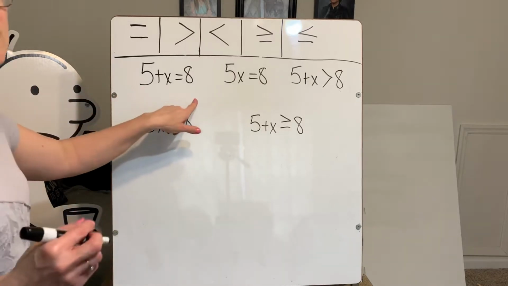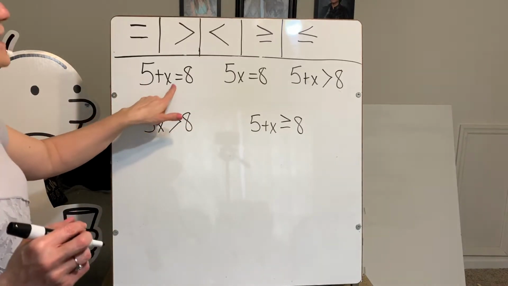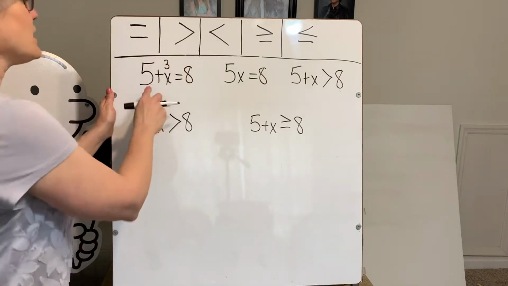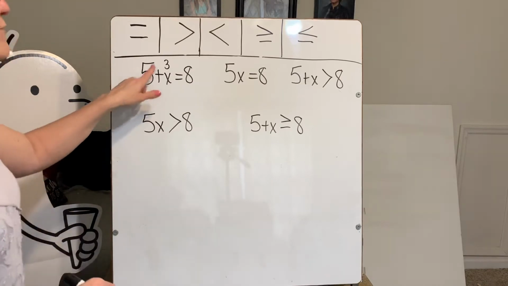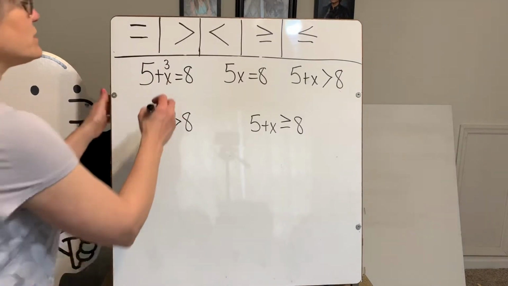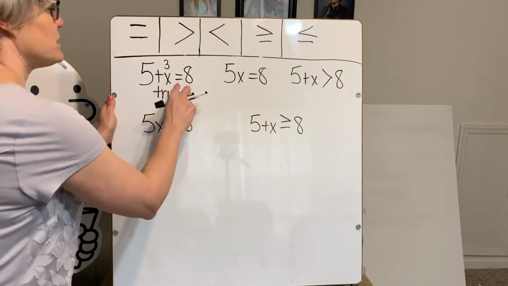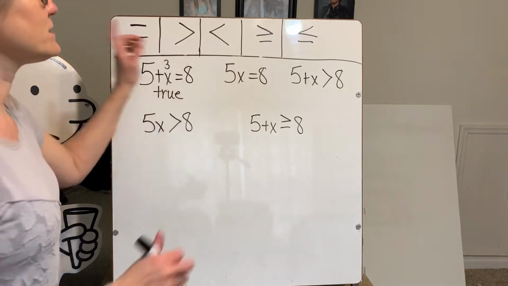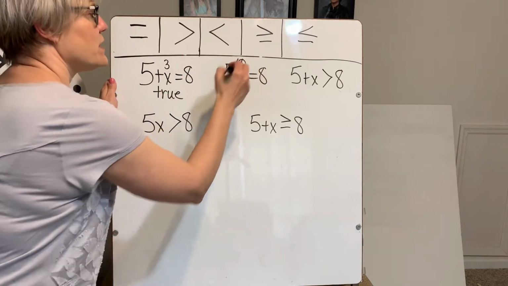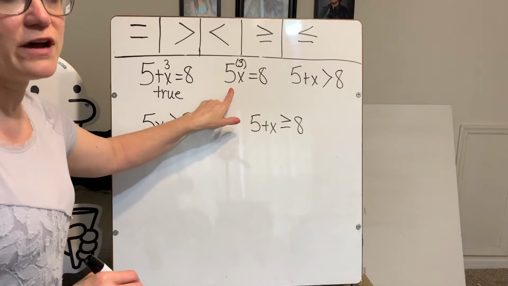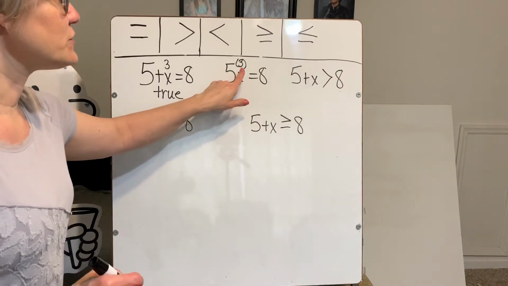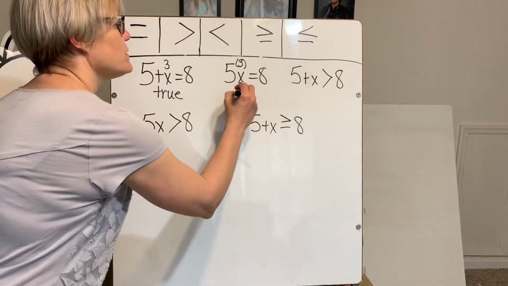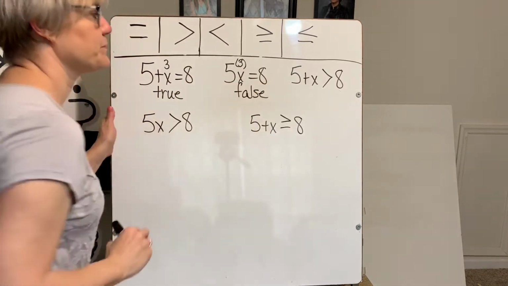All right, so let's take a look at the first one. So 5 plus x equals 8. So if I replace the x with 3, 5 plus 3 equals 8. Well, 5 plus 3 is 8, so 8 equals 8. So this would be a true statement because it's the equal sign. All right, so we have 5x. So if we replace the x with 3, and I know when the x is right next to the 5, we're multiplying. 5 times 3 I know equals 15. Well, 15 doesn't equal 8, so this would be false.